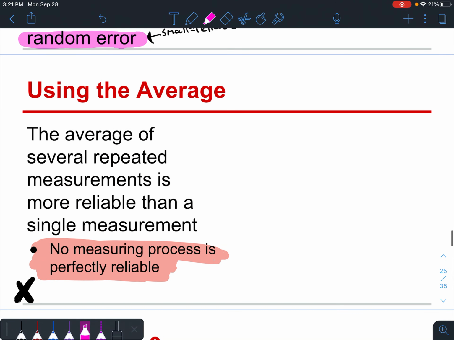Using the average: the average of several repeated measurements is more reliable than a single measurement. Why? Because no measuring process is perfectly reliable. That means that there's random error. It could be small, but random error exists in all measurements. So what we want to do is use the average of several repeated measurements and see that it's reliable. Then we can average them out and we can get a good measurement with that.